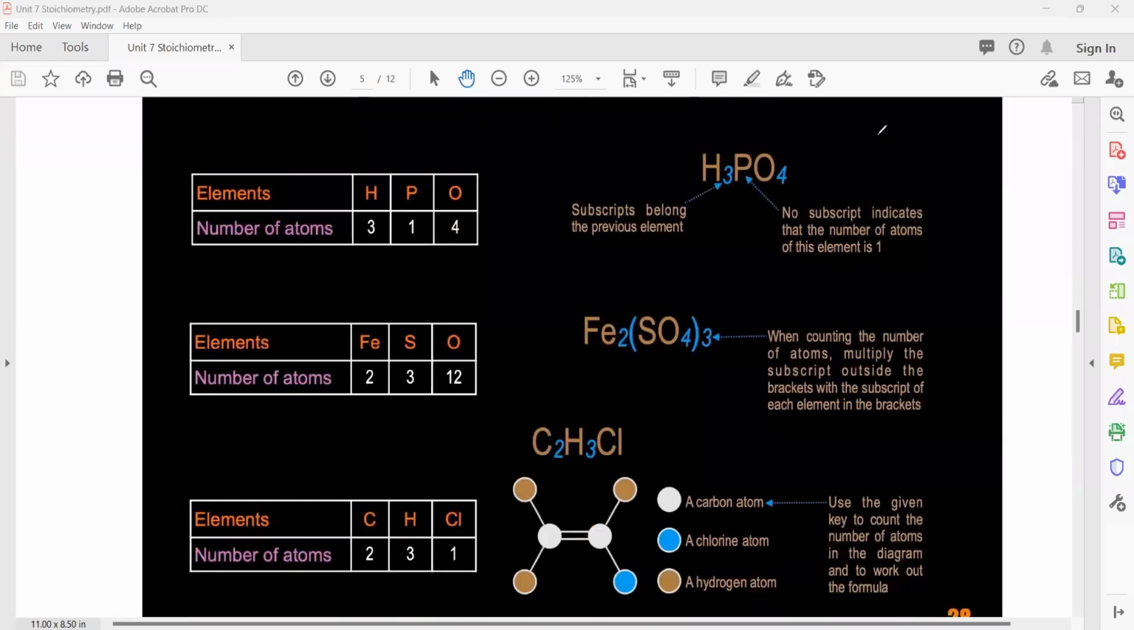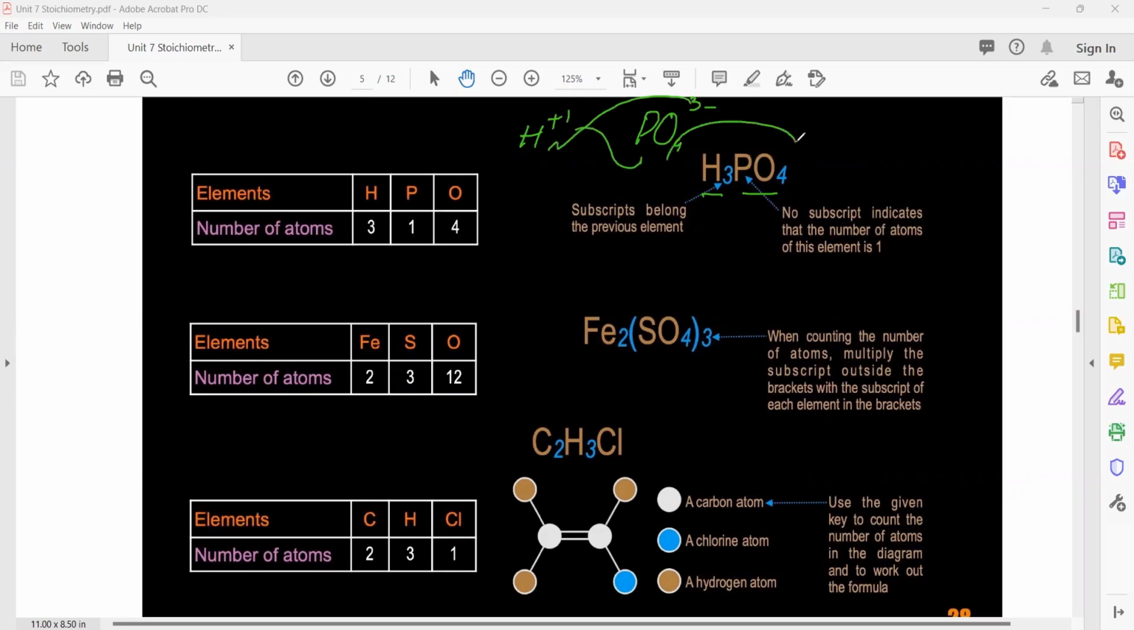Now they have given an example here, hydrogen and phosphate. Hydrogen is +1, phosphate is 3 minus. So this 3 will come here, and this will come here, and it will become this one.